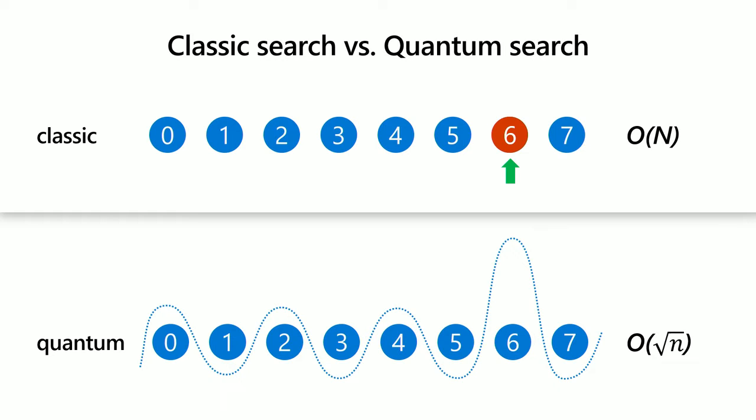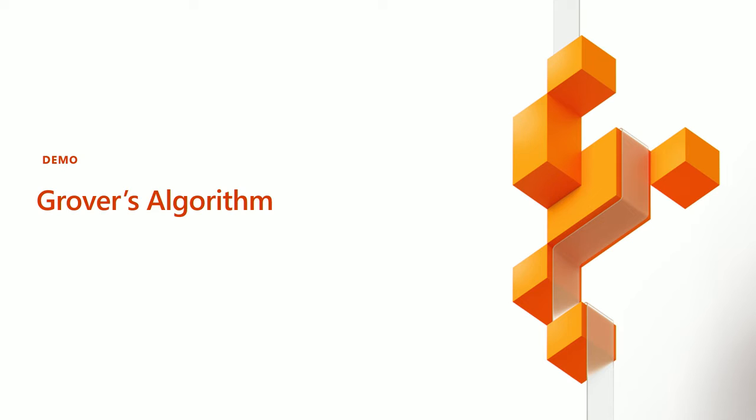This is one of the key cornerstone breakthroughs in quantum algorithms: Grover coming up with this way of doing search faster than you can on a classical computer, and showing that quantum computers can solve problems faster than a classical computer. So let's take a quick look at Grover's algorithm in action on a quantum simulator.